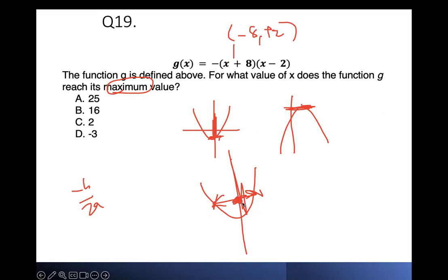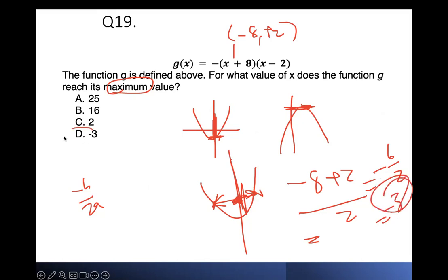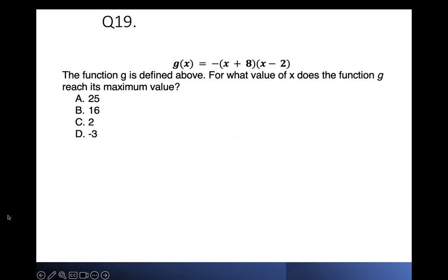It's the midpoint. How do you calculate the midpoint? Minus 8 plus 2, over 2. That will give you minus 6 over 2, which is minus 3. That's the midpoint of the equation. That's how you calculate the vertex x value. It is the midpoint of the roots that you've been given. So our x value is going to be minus 3.